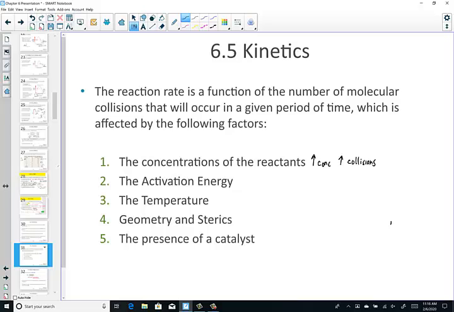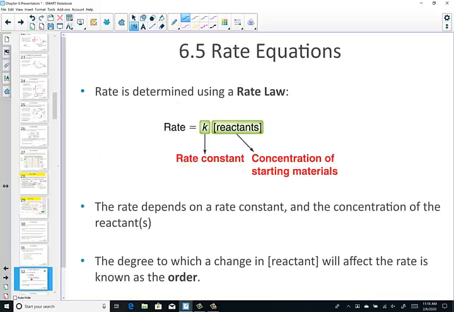Let's talk about each one of these briefly and remind us of what we once knew for sure about kinetics. We express kinetics by using a rate law. Rate is equal to K, which is called a rate law constant. And we express the reactants in terms of concentration, typically molarity units or sometimes pressure units. And that rate depends on the rate constant and the time, right? The concentration of reactants over time.